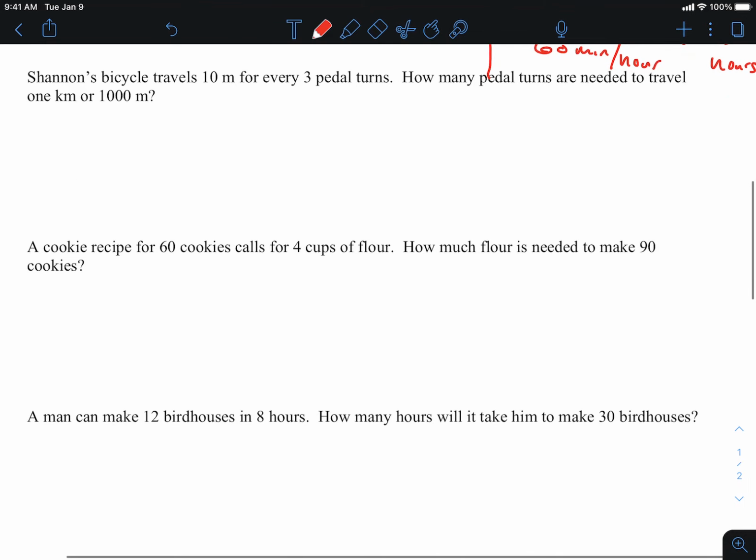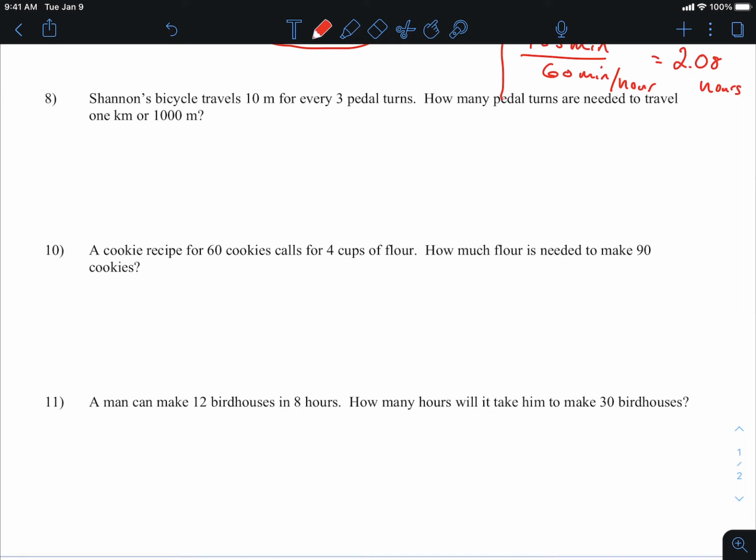Okay, let's do one more. You want to do the, yes? We're doing the next one, Shannon or Vivi, right? You want to do the cookie recipe? Doesn't matter. People like cookies. I could do my lunch.